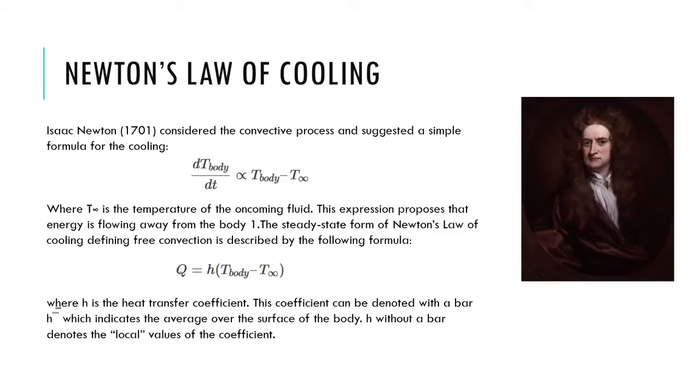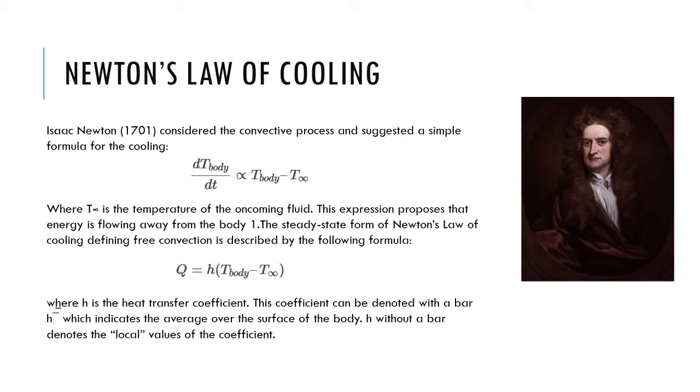Moving on, we have Newton's law of cooling. Isaac Newton considered the convective process and suggested a simple formula for the cooling. Delta temperature of body, that is temperature change in body, divided by delta time is directly proportional to temperature of body minus temperature infinity, where T infinity is the temperature of the oncoming fluid. This expression proposes that energy is flowing away from the body on its own, and the steady state form of Newton's law of cooling defining free convection is described by the following formula.